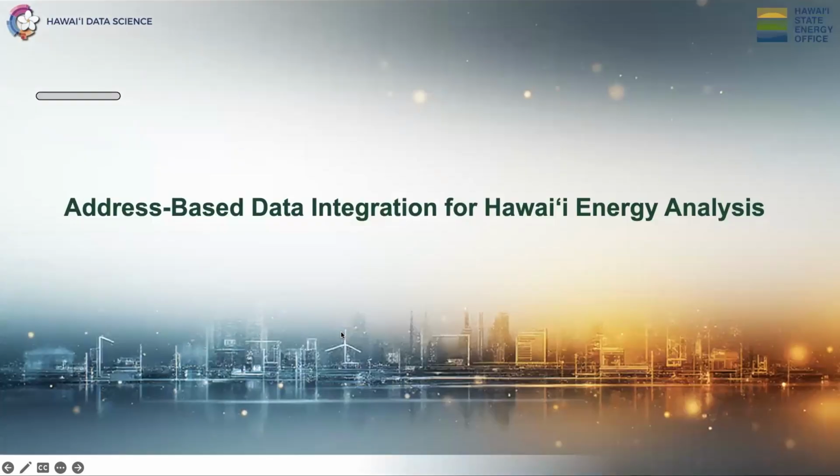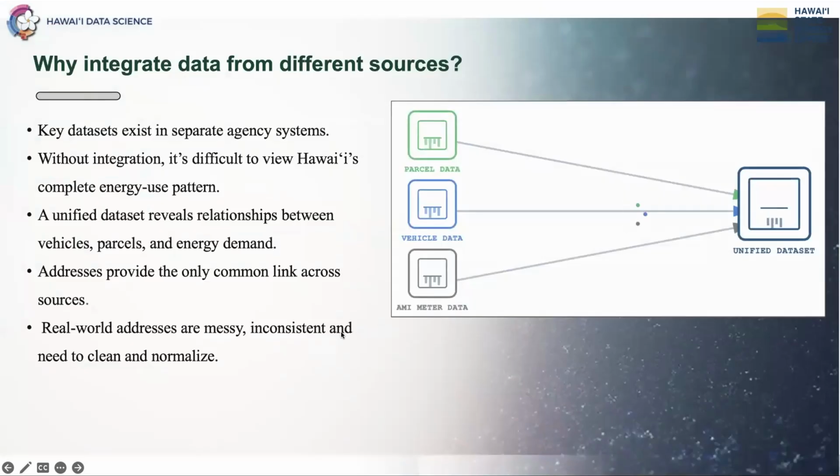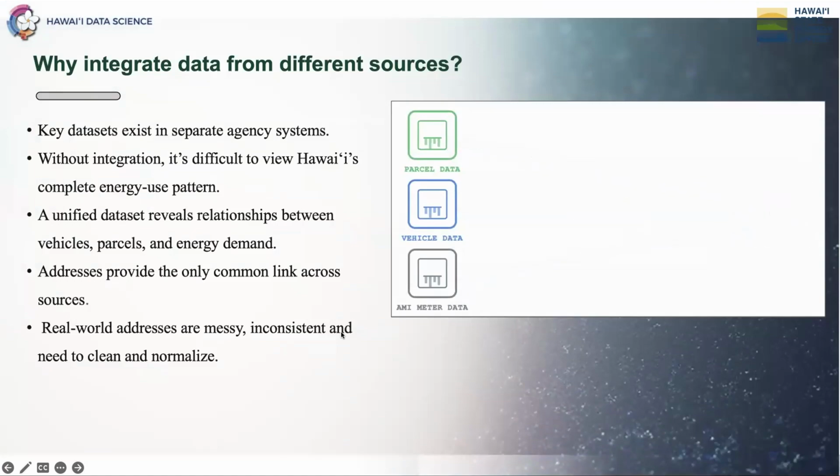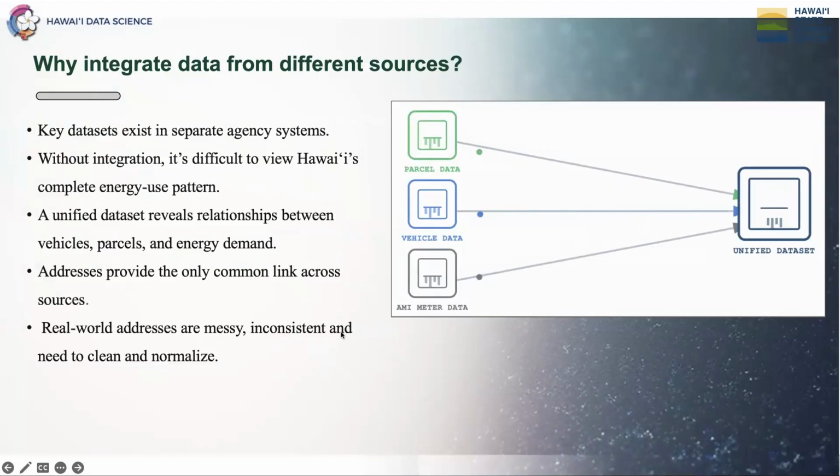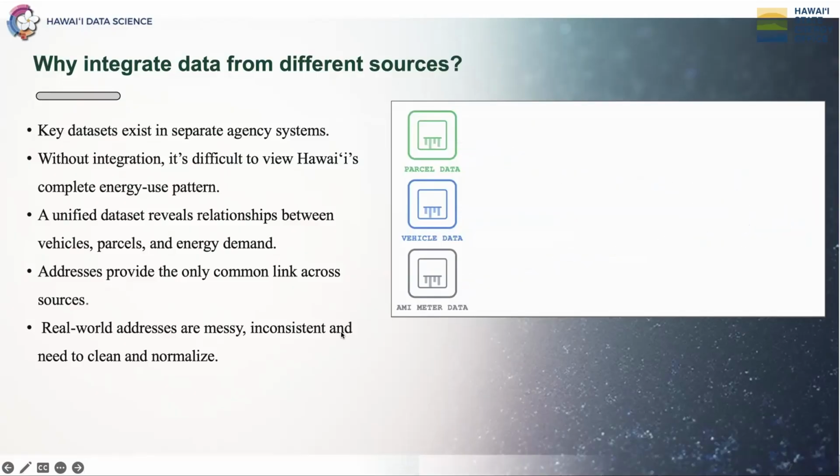the other work I completed with the City Energy Office is address-based data integration earlier this semester. So why do we need to integrate data from different sources? To understand the complete energy use pattern, we need to combine information from multiple sources like the parcel data set, vehicle data sets, and energy meter data sets. These data sets come from different agencies. Different agencies own these different data sets.